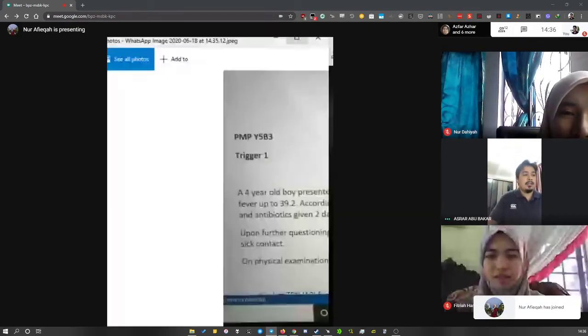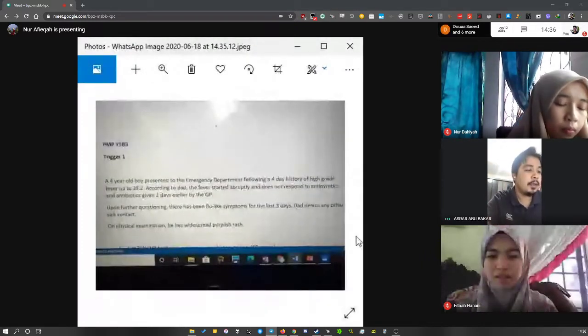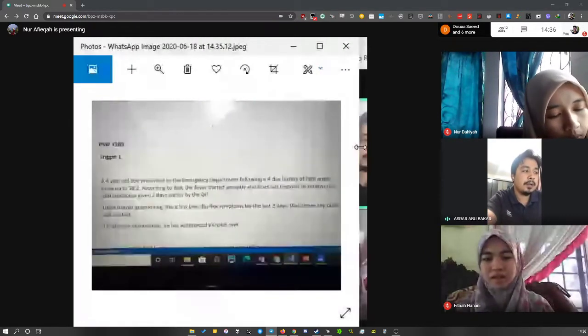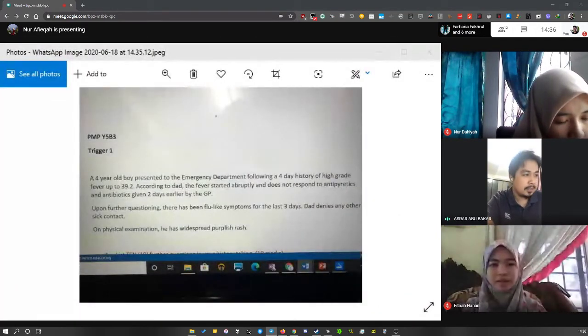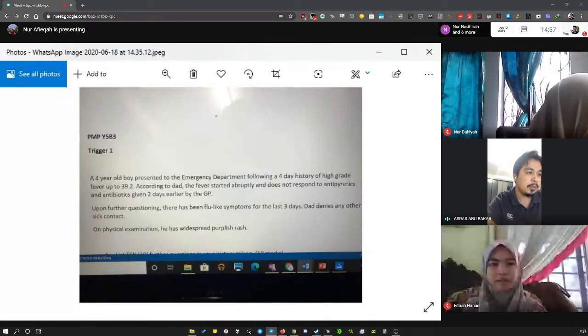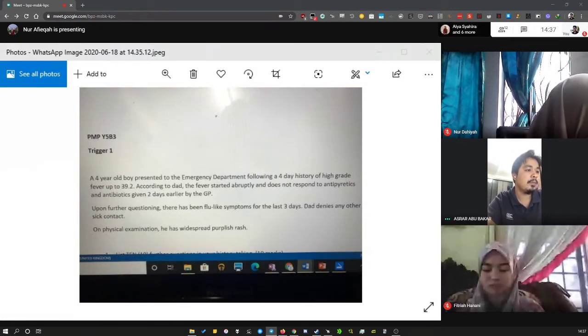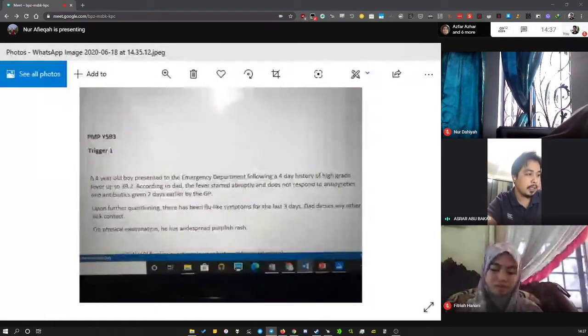Okay. So the trigger is a 4-year-old boy presented to the emergency department following a 4-day history of high-grade fever up to 39 degrees. I'm sorry about the quality of the picture. According to that, the fever started abruptly and does not respond to antipyretics and antibiotics given 2 days earlier by the GP. Okay? So we have a 4-year-old boy presented to ED with a 4-day history of high-grade fever. 2 days earlier, they went to see the GP. GP prescribed antibiotics and antipyretics.